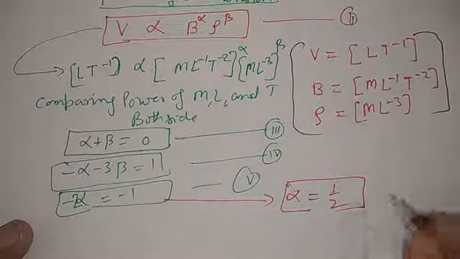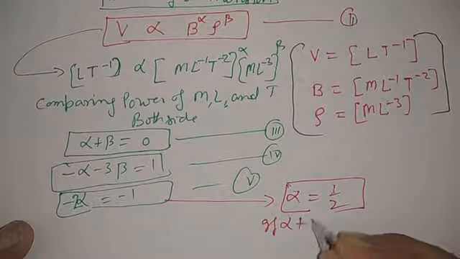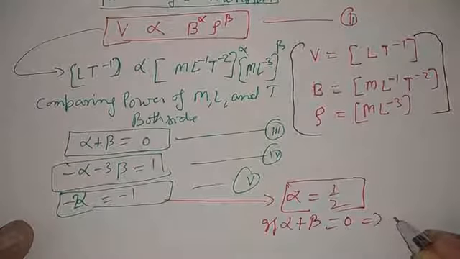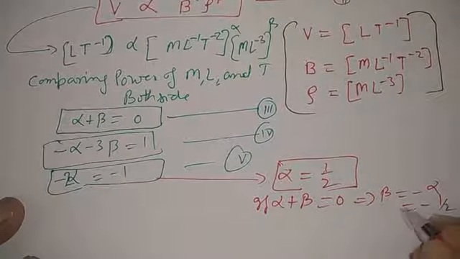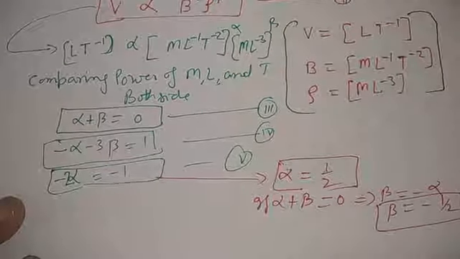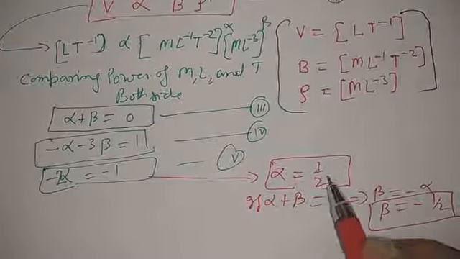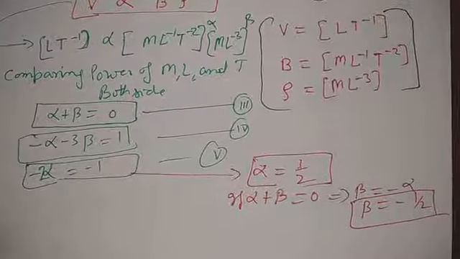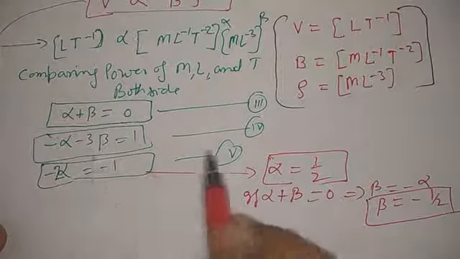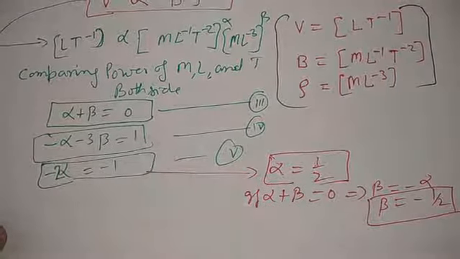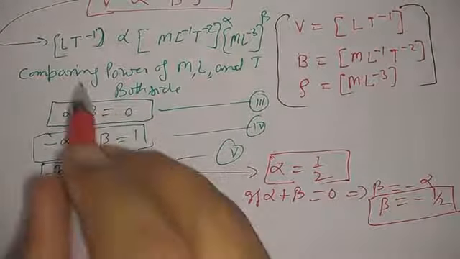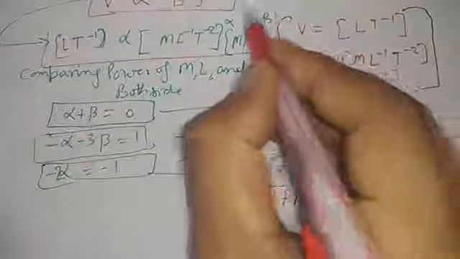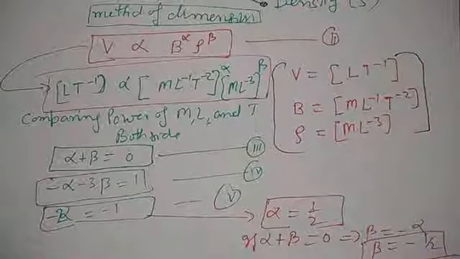Now using equation 3, that is alpha plus beta equal to 0, this implies that beta is equal to minus alpha, which is minus 1 by 2. So alpha is 1 by 2 and beta is minus 1 by 2 after solving. So with 2 variables and 3 equations, there is no use of equation number 4 here. Now see carefully.